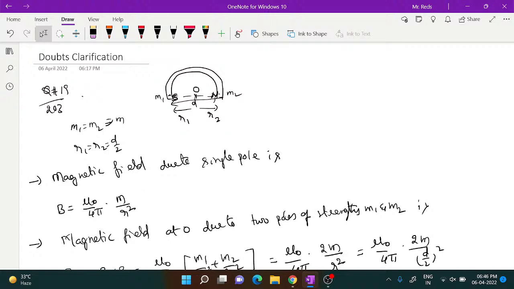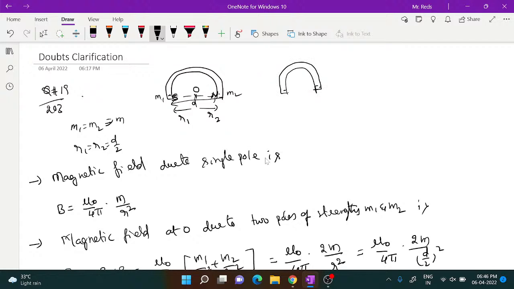The question is: the pole strength of a horseshoe magnet is 90 ampere meter. The distance between the poles is 6 centimeters. Let's say this is 6 centimeters. A horseshoe magnet is usually in the form of a semicircle, like this kind of structure, but for simple understanding, consider it a semicircular shape.